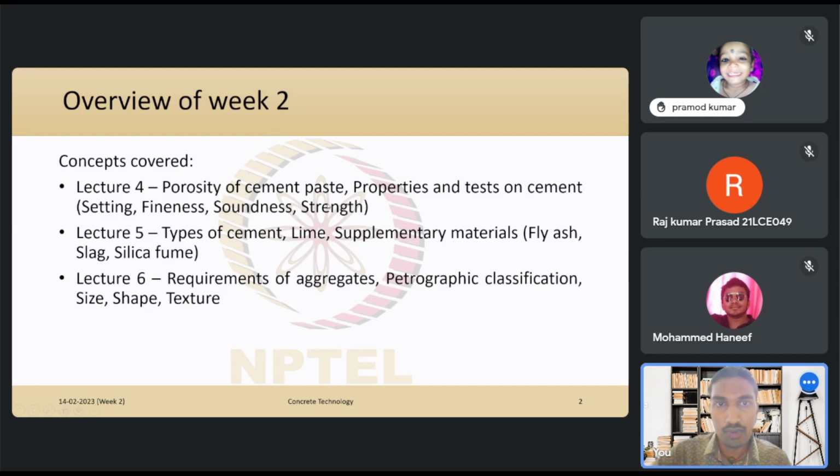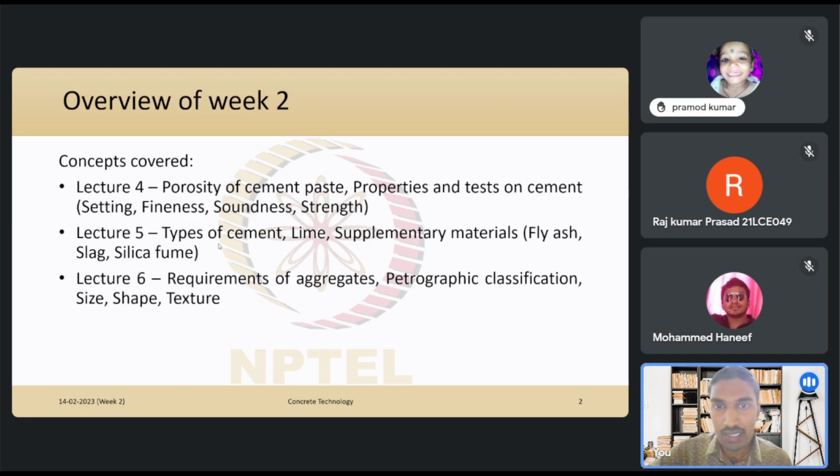Then we looked at different properties of cement, like setting time, fineness, soundness, and strength, and the tests that we perform on cement to determine these properties. That was covered in lecture 4. Then in lecture 5 we looked at different types of cement. In the first week we were only looking at cement in general, mainly OPC. Here different types of cements were introduced: how we modify cement, and how we enhance certain properties to suit certain applications, which results in different types of cement.